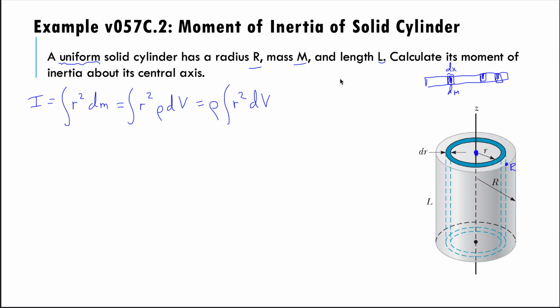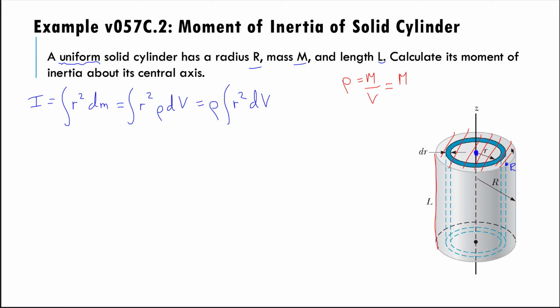Let's go to the side here and first go back and look at this density. It's going to help us a little bit. We know that density, and this was the density of the entire cylinder, is mass per volume. What is the volume of the entire cylinder? Well, it's going to be this area times this length.